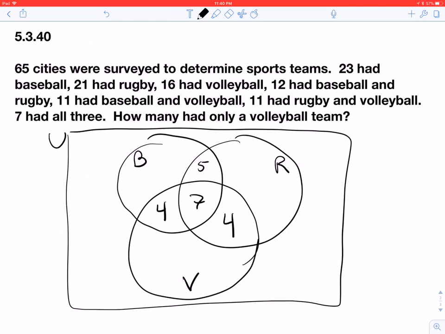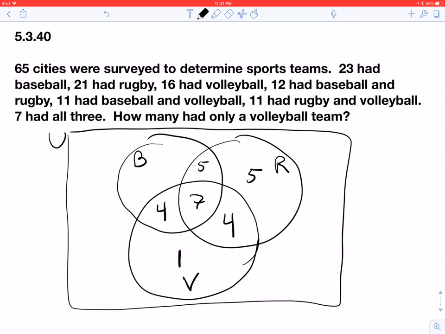So we keep working backwards. Then it says 16 have volleyball. So the volleyball circle has to add up to 16. We've used 15 already, so for volleyball we needed 1 more to go there. The rugby set has to add up to 21. We've used 16 so far, so there's a 5 here.